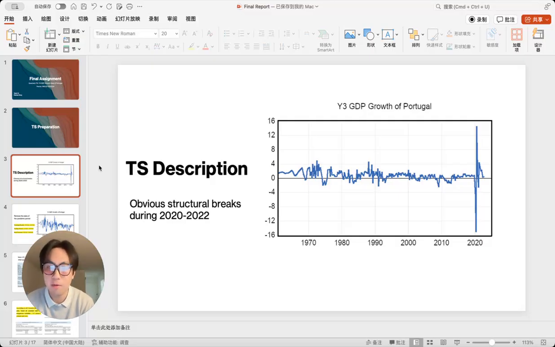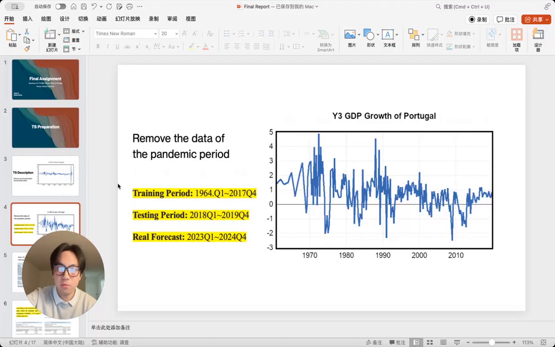So due to the obvious structural breaks during the pandemic period, which is 2020 to 2022, I decided to remove the data of that period and finally determined the training period is from 1964 quarter 1 to 2017 quarter 4, and the testing period is 2 years after the training period, and the real forecast period is from 2023 quarter 1 to 2024 quarter 4.